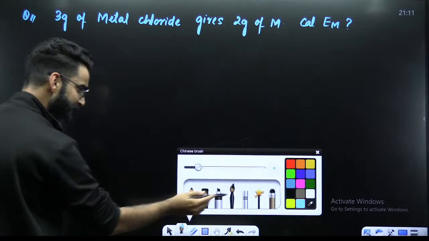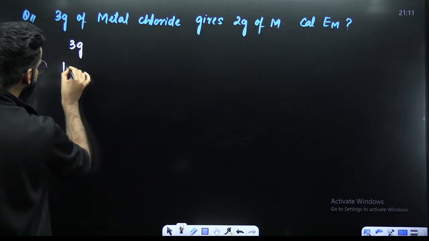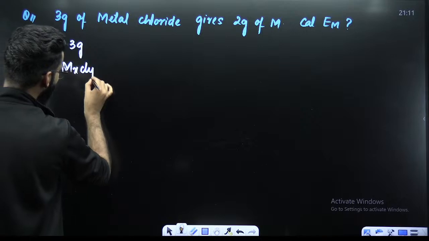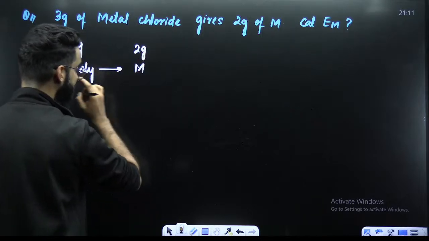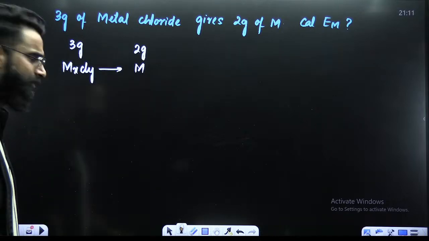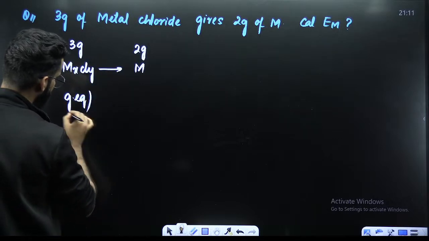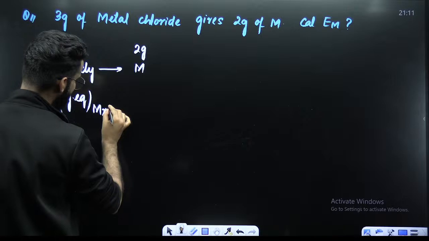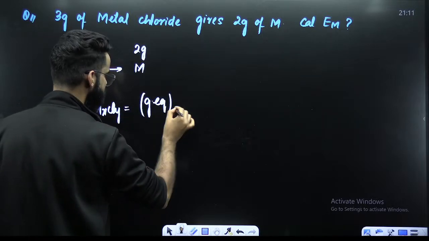As far as this particular question is concerned, you have got 3 grams of metal chloride, and it's giving us 2 grams of metal. We need to calculate the equivalent mass of metal. Which concept will I be using? Again, I'll be using the equivalent concept. I'll say gram equivalence of metal chloride has to be equal to the gram equivalence of metal.